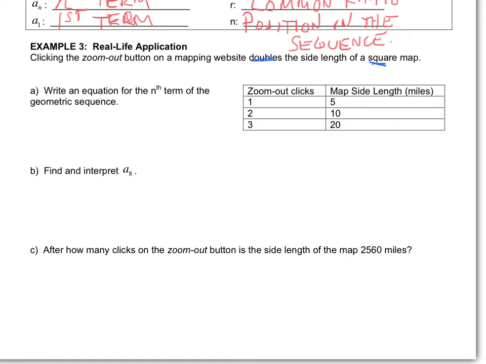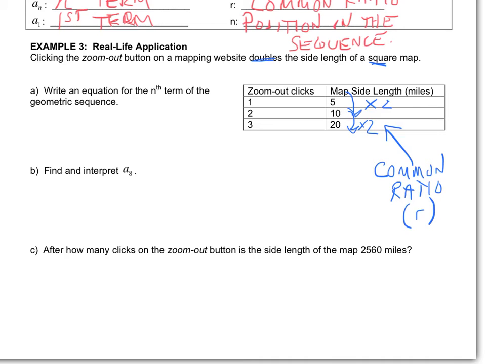They didn't really even have to give us this, except we kind of needed to know where to start. But we know doubles means times 2, which is what they are kind of telling us. And then in the table we kind of get that also. So times 2. So remember, this is my common ratio. Okay, so that is my r value.